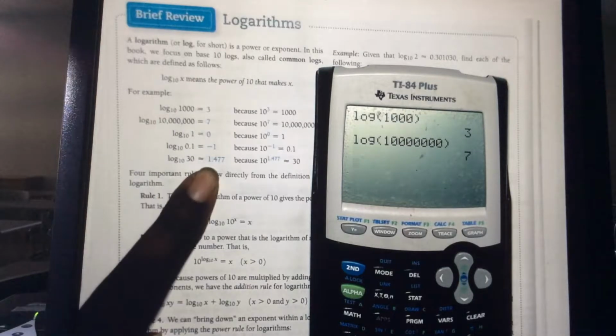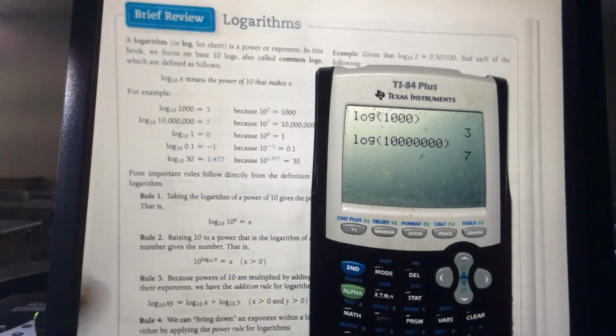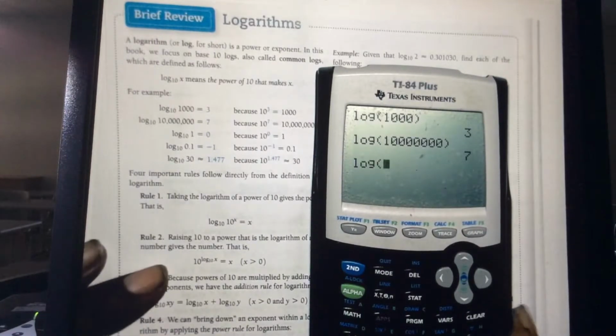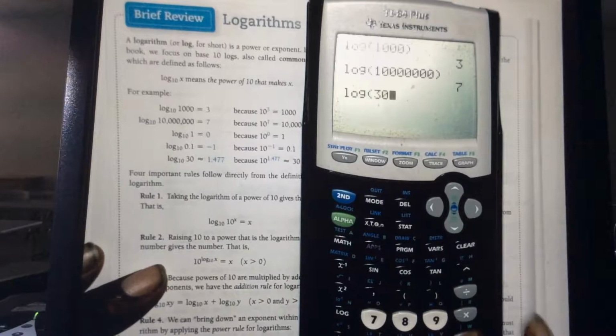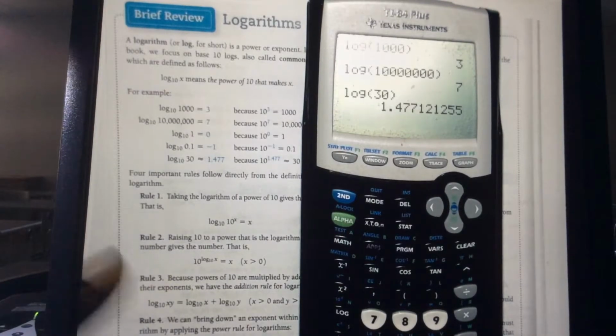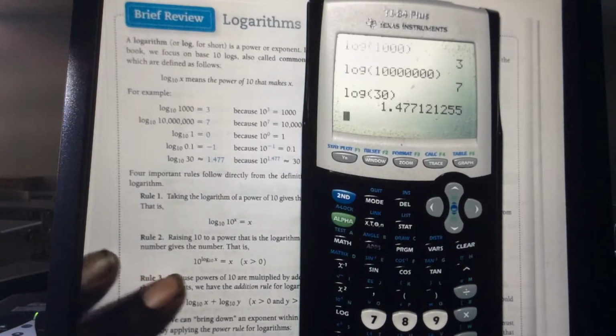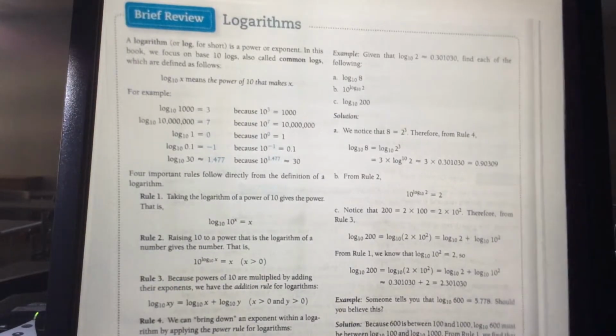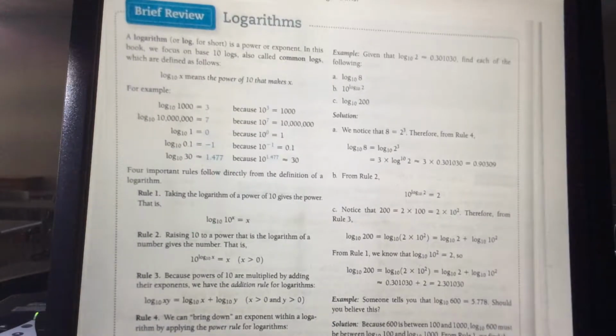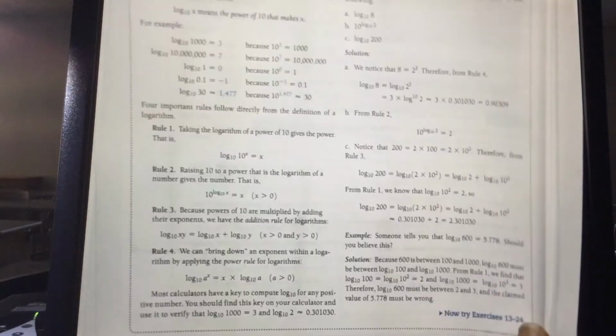And where they got that 1.477 for log to the base 10 of 30: press the log key and then type in 30. And that's, to 3 decimal places, approximately 1.477. Okay. Now, there are 4 important rules that follow directly from the definition of a logarithm. We're going to go over these.